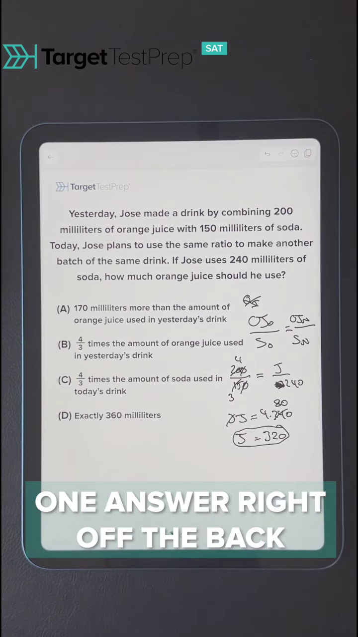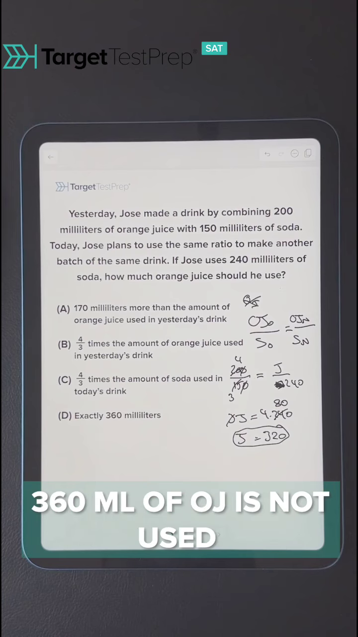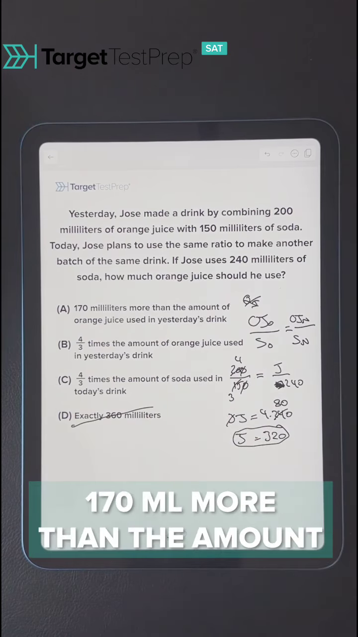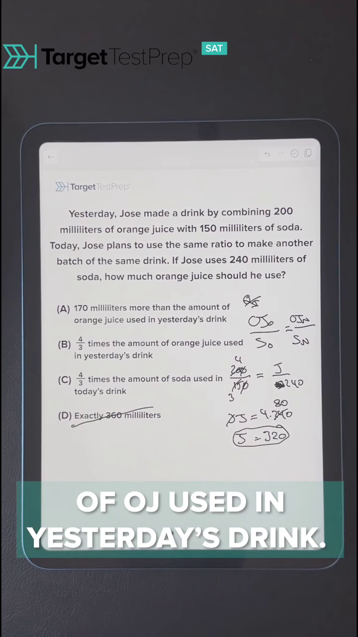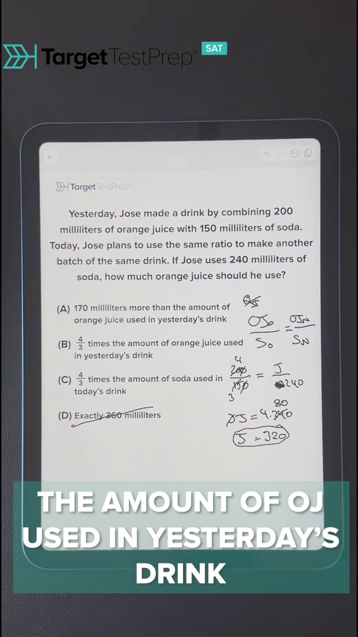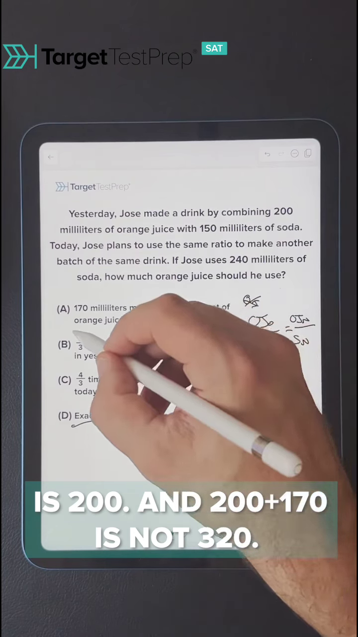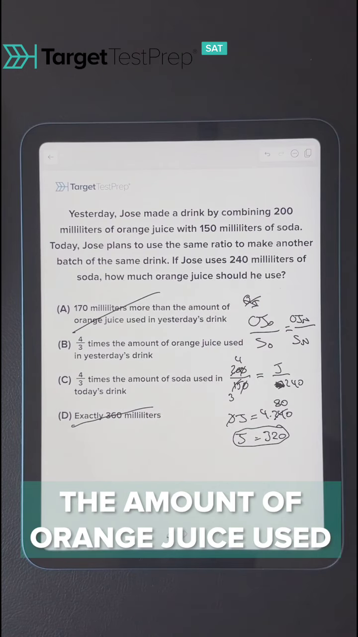But we can easily eliminate one answer right off the bat, because we know exactly 360 milliliters of OJ is not used, so D is out. Now we go to A, 170 milliliters more than the amount of OJ used in yesterday's drink. Well, the amount of OJ used in yesterday's drink was 200, and 200 plus 170 is not 320, so that's out.